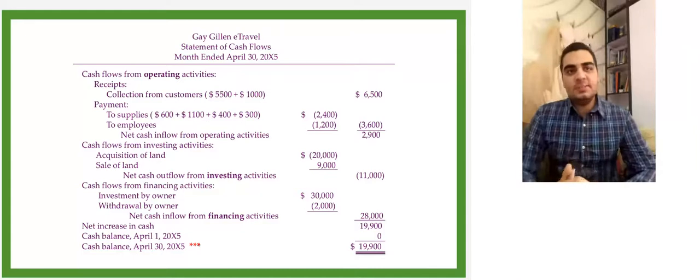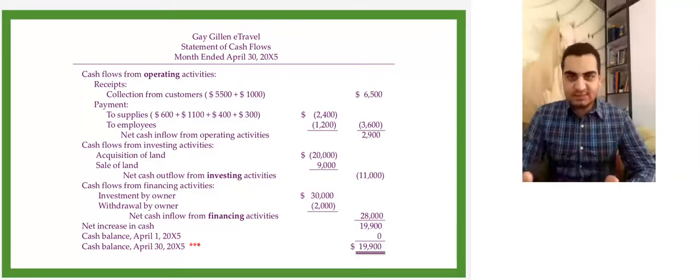And finally, we're going to prepare a statement of cash flows. All you need is an insight. You don't have to bother yourselves to fully understand this part. First, we have cash flows from operating activities. We have receipts and payments. Receipts are cash that we received, and payments are cash that we paid. We have receipts from collection from customers. We performed services and we received cash. And for our payments, we had expenses such as supplies and salaries for our employees. In any case, if we subtract this amount from our receipts, we have a net cash inflow. We received this cash from operating activities, which is $2,900.